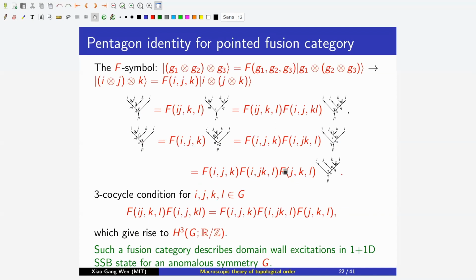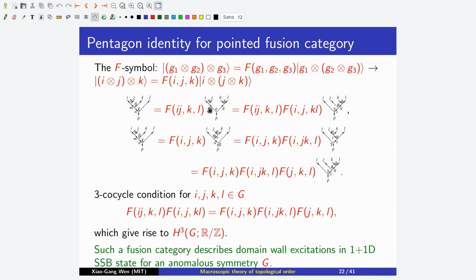So let's consider a simple fusion category, the pointed fusion category. That's a very simple one. How does the pentagon equation work? Again, we say these two different fusions may have this phase factor. And then we can just use G1, G2, G3, or just use IJK, so that I don't need to redraw this figure.